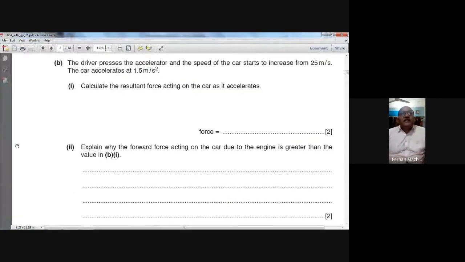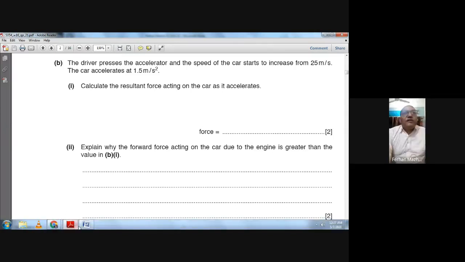The driver presses the accelerator and the speed of the car starts to increase from 25 meters per second. The car accelerates at 1.5 meters per second square. The first part is calculate the resultant force acting on the car as it accelerates. You know, the mass of the car is given, the acceleration is given, and the resultant force is question. So you can apply Newton's second law of motion, and this mathematical equation is F equals ma, and you can calculate the resultant force.